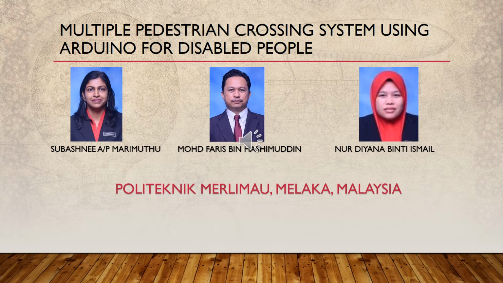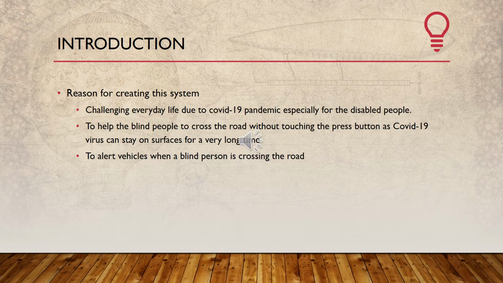The title of our system is Multiple Pedestrian Crossing System using Arduino for Disabled People. The reason we came up with this project is the challenging everyday life due to the COVID-19 pandemic. The COVID-19 pandemic makes life difficult for even normal people. Just imagine how the disabled people, especially the blind, would have difficulty crossing the road.